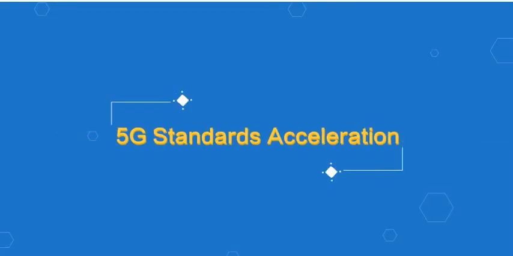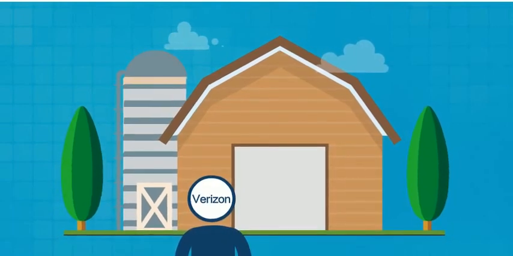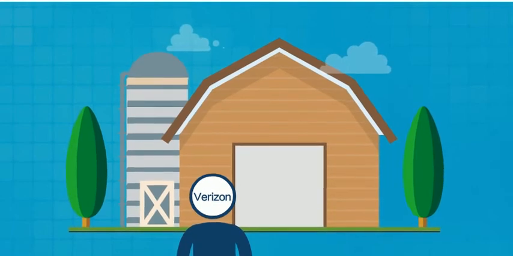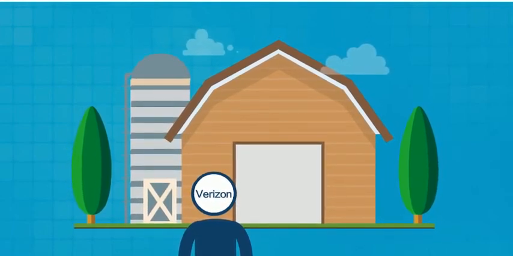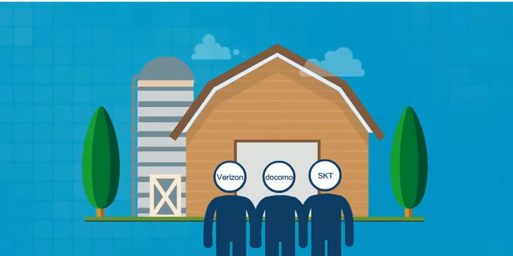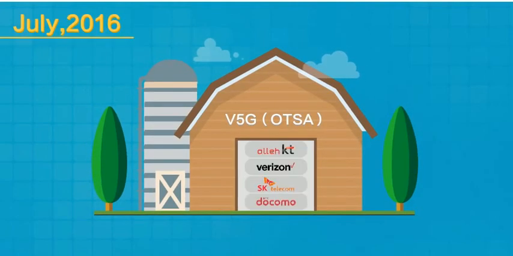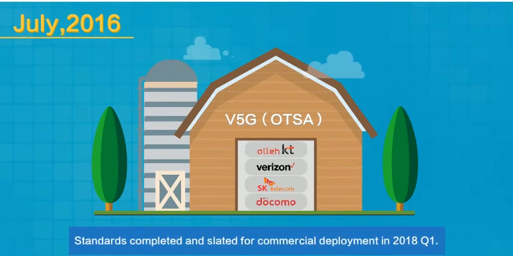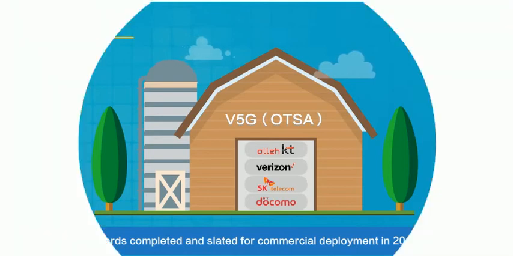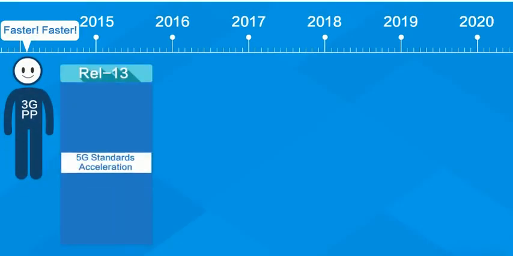The mobile communications market is huge. It's so big, in fact, that Verizon, a US operator and founder of the Verizon 5G Technology Forum, or V5G, joined hands with forward-thinking carriers in Japan and South Korea, KT, NTT Docomo, and SK Telecom to establish the 5G Open Trial Specification Alliance, or OTSA. In July 2016, Verizon announced the completion of 5G wireless standards and their plan for pre-commercial deployment in Q1 of 2018. OTSA does not represent an international standard, so it may result in 5G standards that are not unified globally, which would split the industry chain into separate branches.